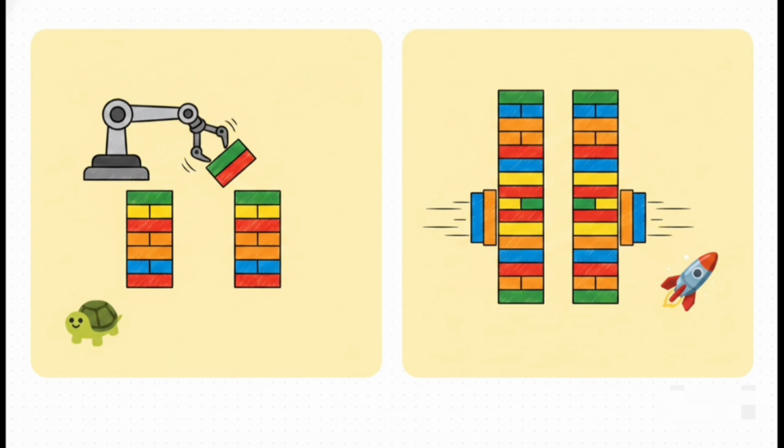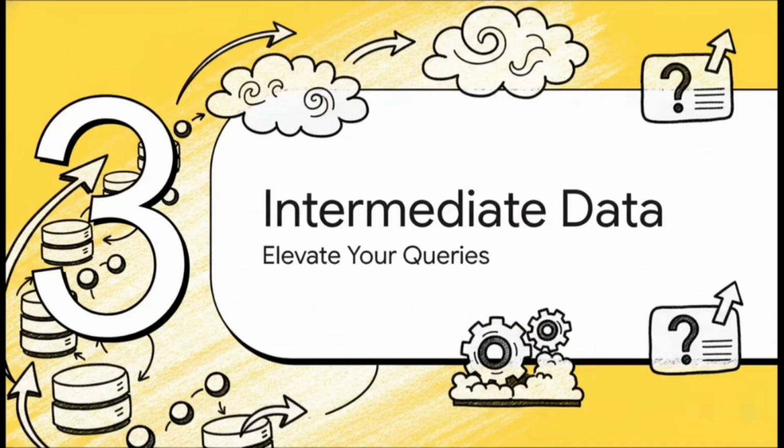Union all, though, keeps all duplicate values. The database just blindly stacks the results, which makes it incredibly fast. So if you know your data won't have duplicates, or you honestly just don't care if it does, always reach for union all.